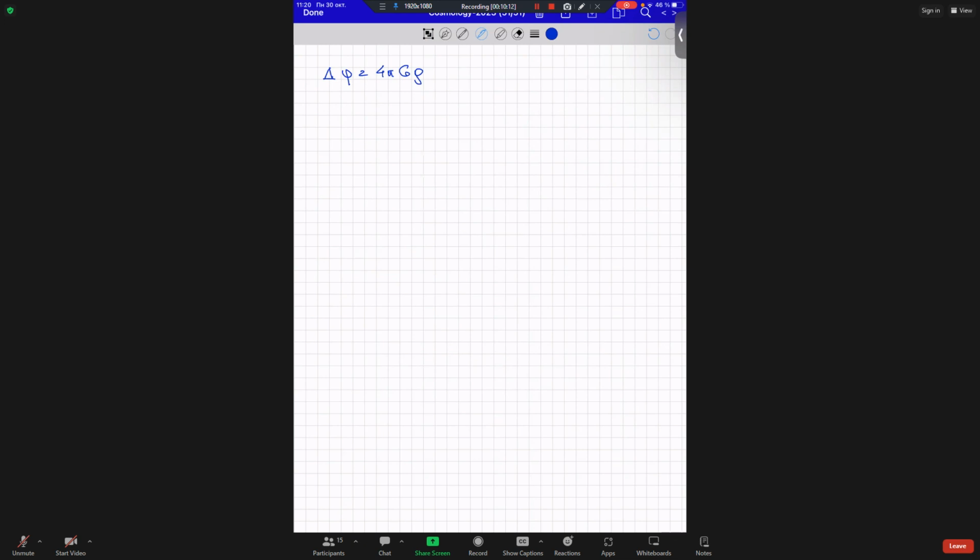I will remind you that in the Poisson equation, G is the gravitational constant, rho is the density. So this is the normal density, and the dimension of the density is mass divided by L cubed, where L again is some scale in space.